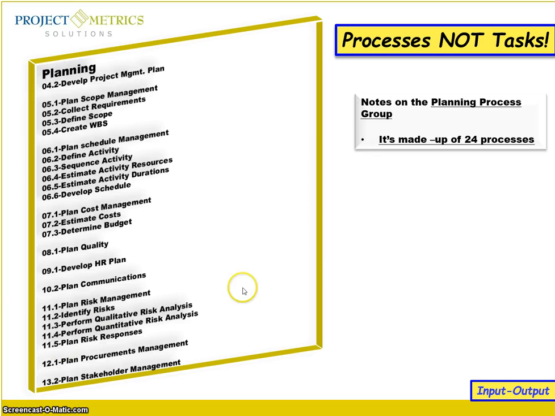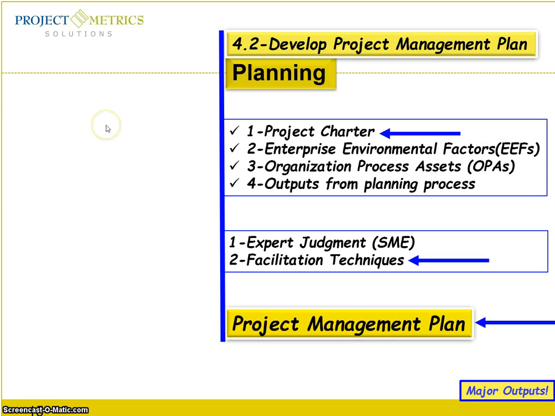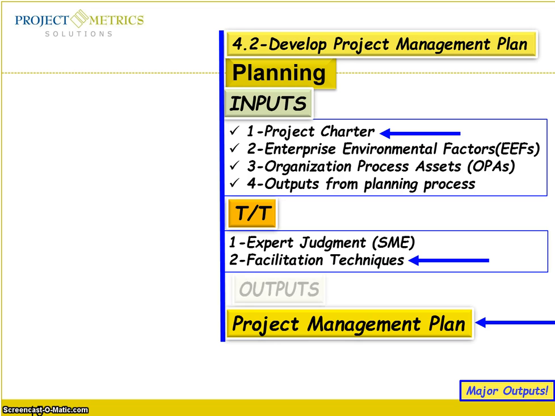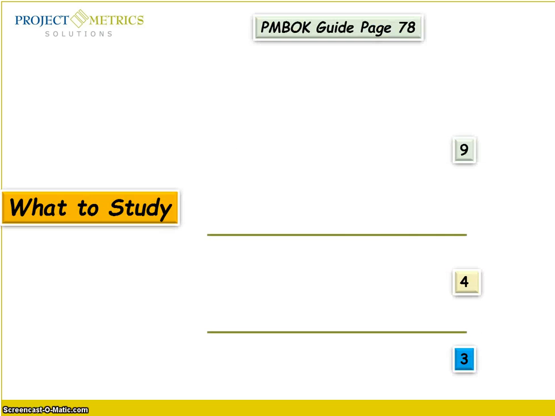As you see here, there are 24 processes in planning, and for all of them, the main goal is to get the project management plan. When you get to the final one, you talk about the inputs in general, the tools and techniques in general, and the outputs in general. This serves as a guideline when you develop any component of the project management plan.